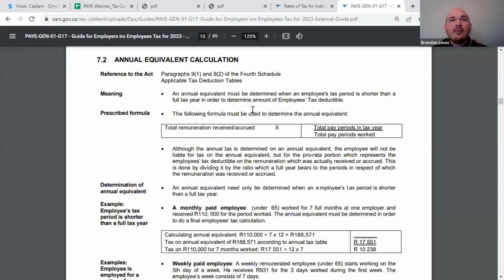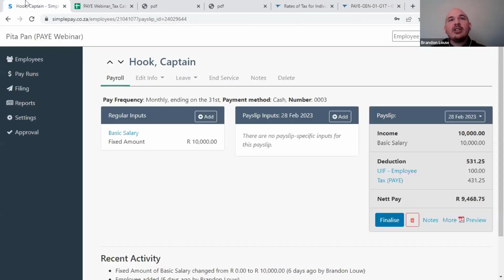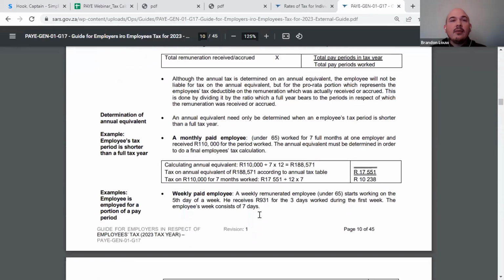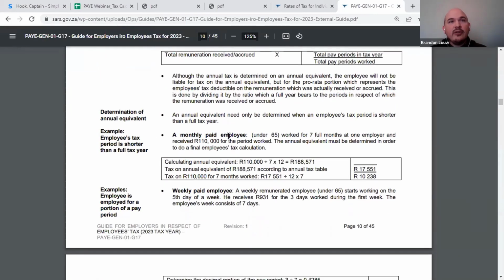And if you go to this annual equivalent method, it says here, an annual equivalent must be determined when an employee's tax period is shorter than a full tax year. It doesn't say, okay, you can make the judgment call and say, this person is under the tax threshold for the year. It says you have to determine an annual equivalent. And you can also see that in the examples that they give. If you look at the example over here, it says a monthly paid employee worked for 7 months at the employer. So they were only employed for 7 months, and you'll see that they multiply it by 12 to determine the annual equivalent. They don't simply multiply the earnings by 7 or determine what the earnings were for 7 months. They do still project an annual equivalent. So that's the first thing to know, is that it is important to follow this prescribed method.